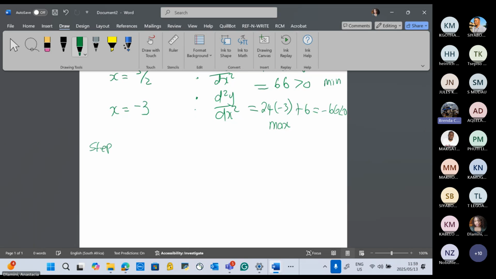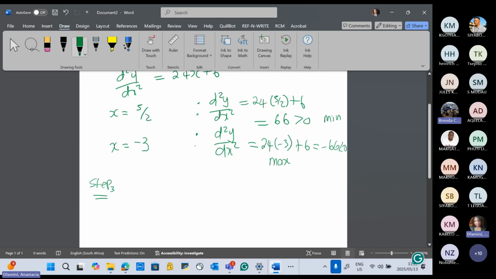And the inflection point, isn't it? Step 3, what do we do? Step 3 is equal to 0, I think. Don't we find the maximum and minimum in the y values? Thank you. Remember I said the x values give you the point x where the minimum is and the maximum is, but they don't give you the minimum and the maximum value.